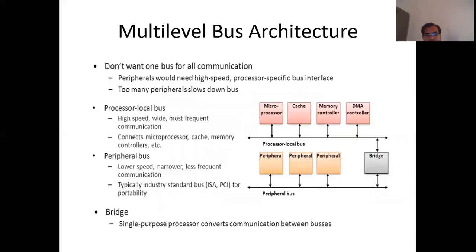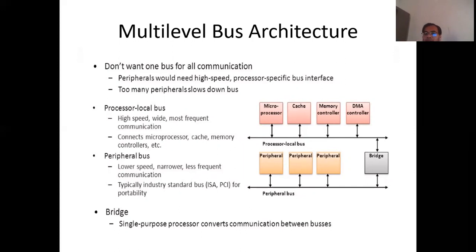Another small topic is multi-level bus architecture. What is multi-level bus architecture? Now we know a bus is required for any kind of communication inside the computer system, either between the processor and input output devices, or between the processor and memory. We require a bus to provide communication. There can be two kinds of bus architecture: either single level or multi-level.